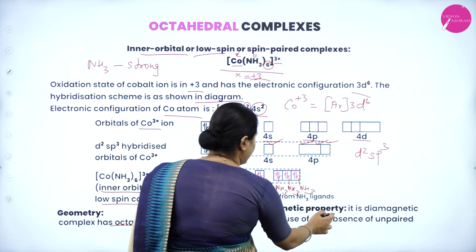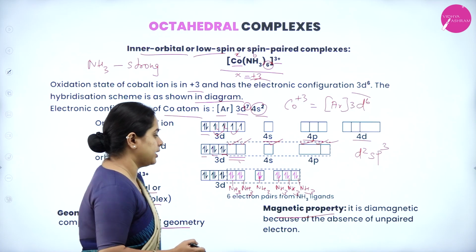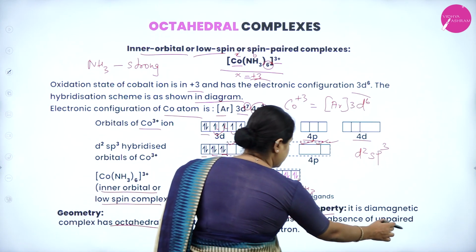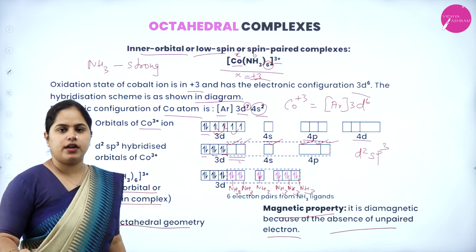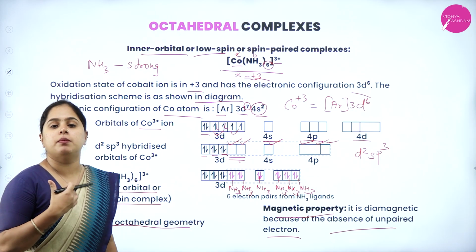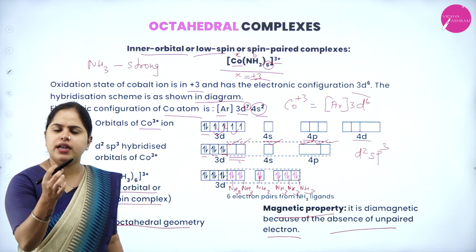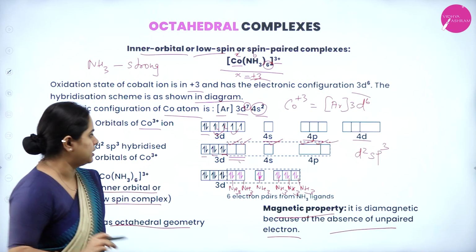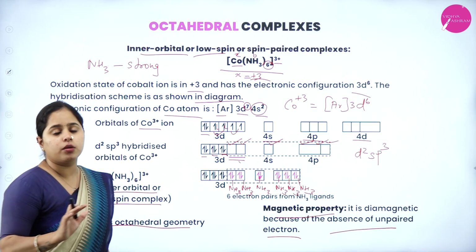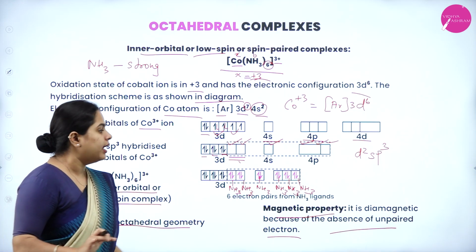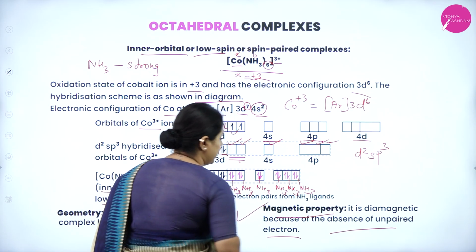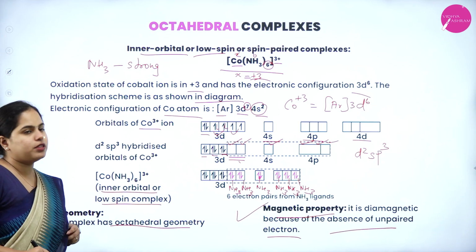Now, regarding the magnetic property, it is diamagnetic because of the absence of unpaired electrons. If all the electrons are paired, then the magnetic property will be diamagnetic. If at least one electron is unpaired, it will be paramagnetic. As you can see here, in all the orbitals, electrons are paired. 2 electrons are present in each orbital, hence the magnetic property is diamagnetic. I hope this example is clear.